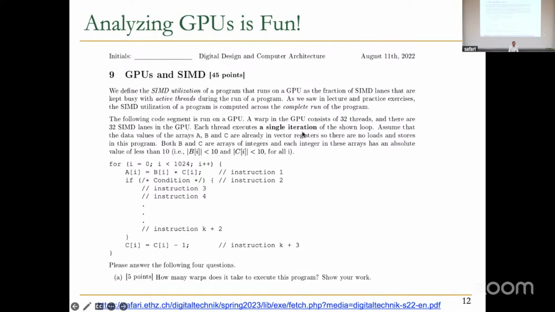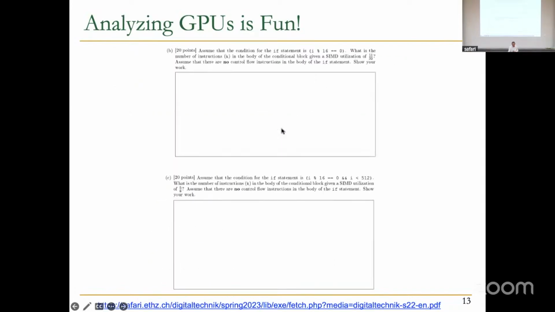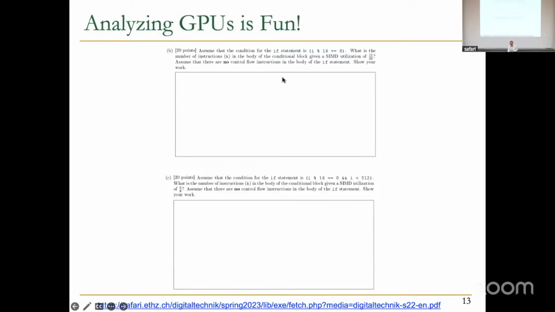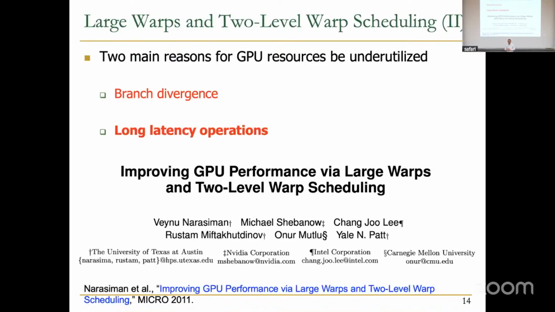Each thread executes a single iteration, very similar to what we have discussed, right? And then we describe the arrays, etc. And then we can ask you, assume the condition of this if statement is this. What is the number of instructions in the body for the SIMD utilization to be X? Right. This sort of question is interesting because it tests whether you really understand how a GPU works. And I'll let you deal with it because it's fun. So I really think that this is fun, actually. Take a look. You will have similar questions in your optional homeworks as well as exams, past exams. Okay, so let's move on.